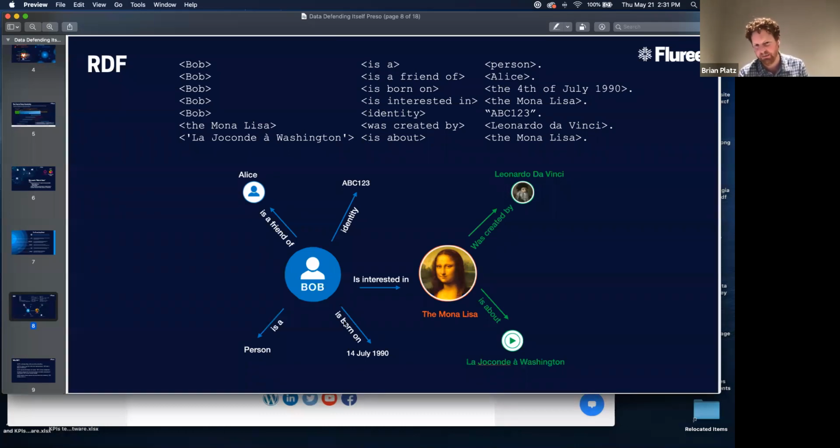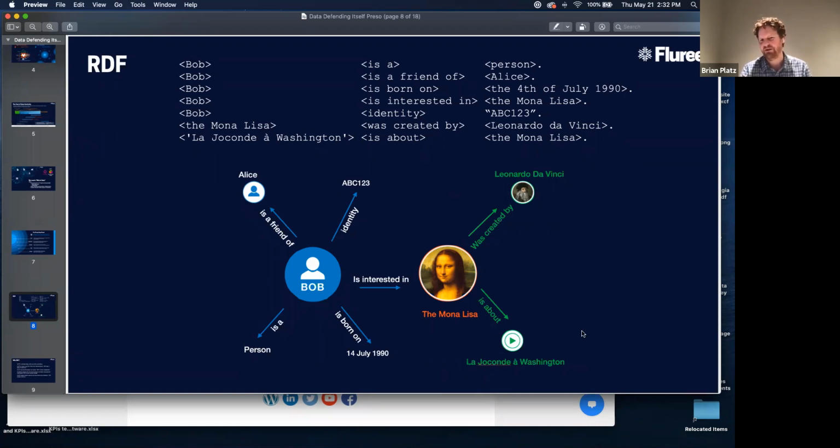So here we see Bob. Bob was born on. Bob's a friend of Alice. Bob's interested in the Mona Lisa. The Mona Lisa was created by Leonardo da Vinci. So I hope you can see that this flat file data here actually represents this rich graph of data. And the really neat thing about these semantic web standards is that all of this data doesn't have to be in the same database for it to all be connected as though it is.